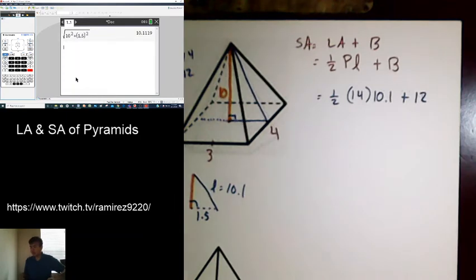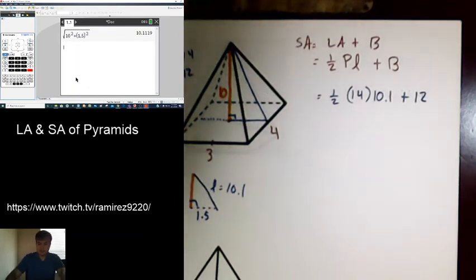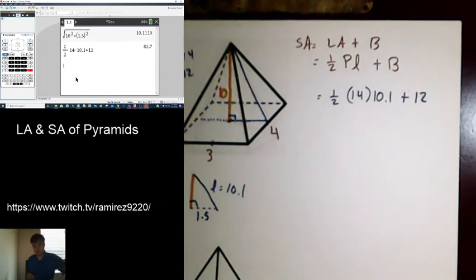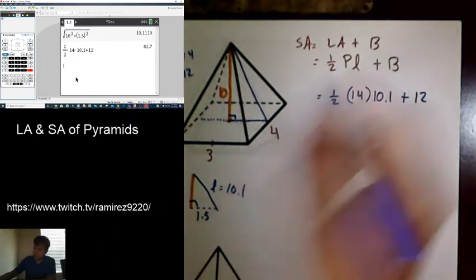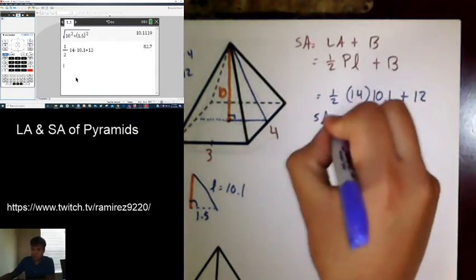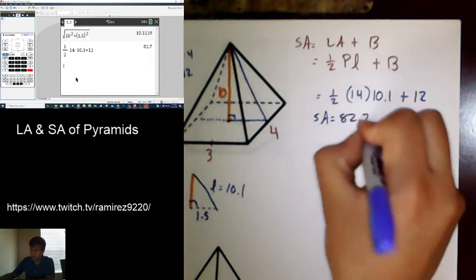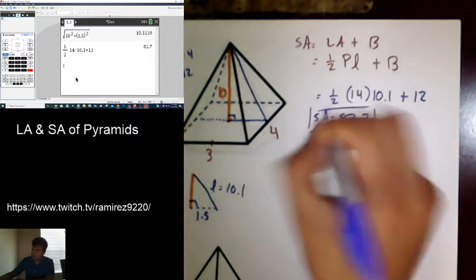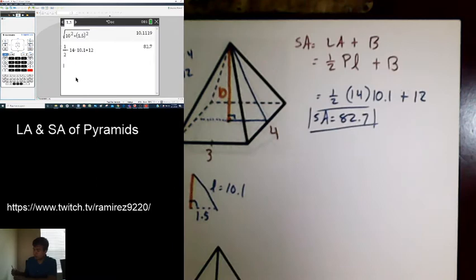Now we just come here, we plug everything in. 1/2 times 14 times 10.1 plus 12. So we get here that it's 82.7. My surface area is 82.7. It's that easy, guys, that easy. Again, the only thing you're going to have to look out for in these problems is this Pythagorean theorem deal. That's pretty much it.